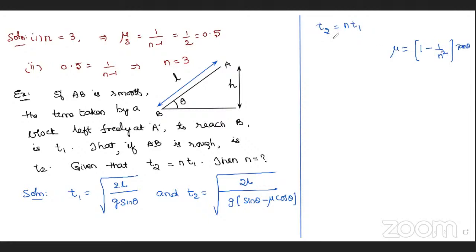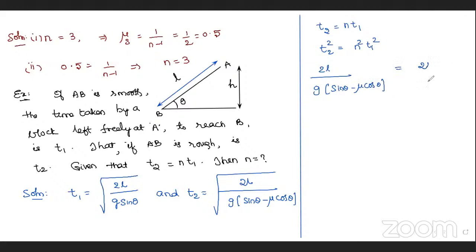Okay. Same problem. Here today he is asking n equals to how much, instead of mu. If you did not remember that shortcut formula, then square on both sides. T2 square is equals to n square into T1 square. Substitute. By squaring this one, the square would get cancelled. 2L by G into sine theta minus mu cos theta, whereas that is, by squaring, 2L by G sine theta into n square.